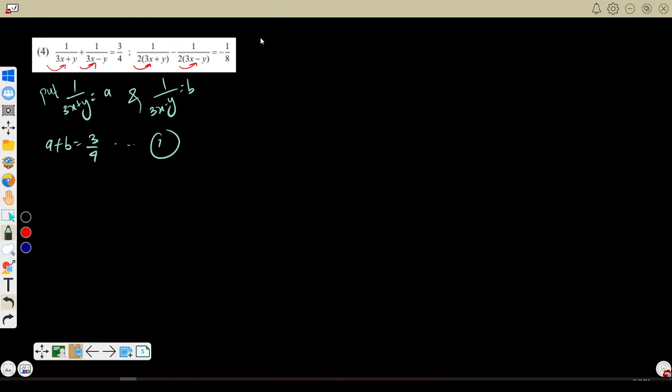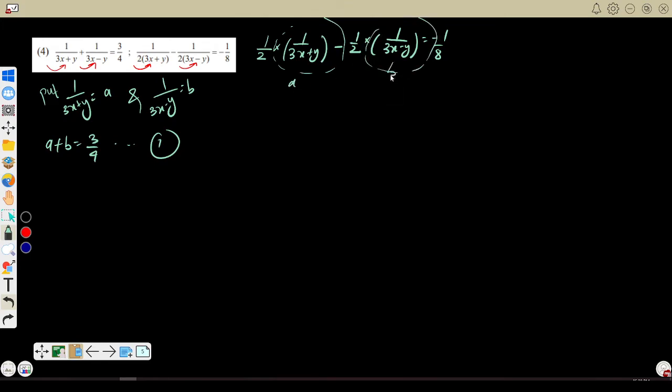If you look at the second equation, you can write this as 1 upon 2 multiplied with 1 upon 3x plus y, minus 1 upon 2 multiplied with 1 upon 3x minus y, is equal to minus 1 upon 8. So this whole term will be taken as a and this whole term will be taken as b. So the equation will be 1 upon 2a minus 1 upon 2b is equal to minus 1 upon 8. I mark this equation as 2.